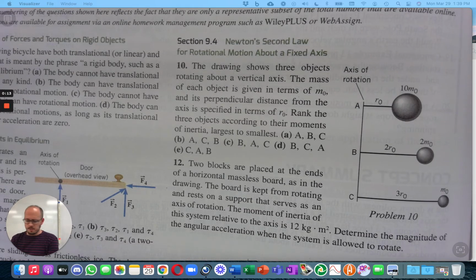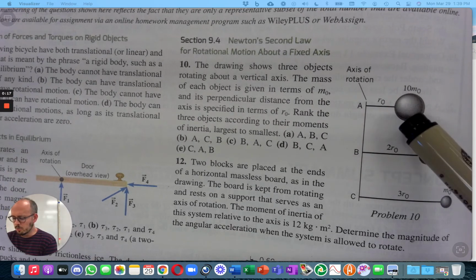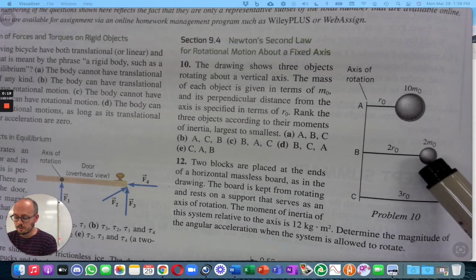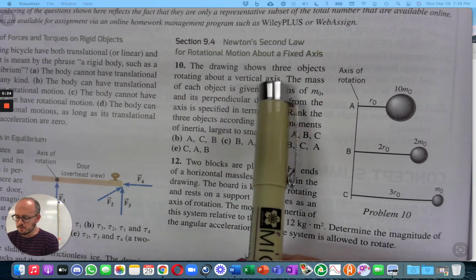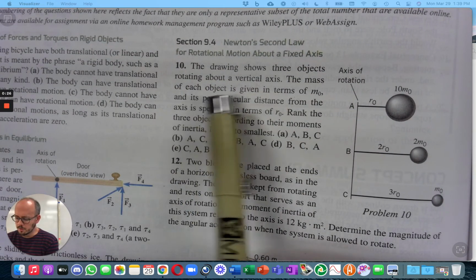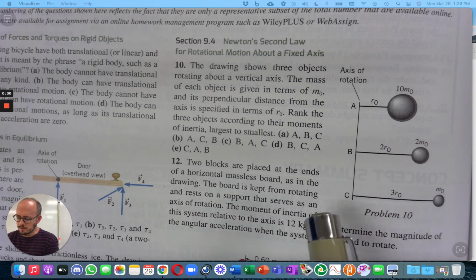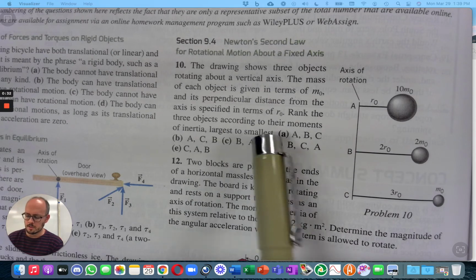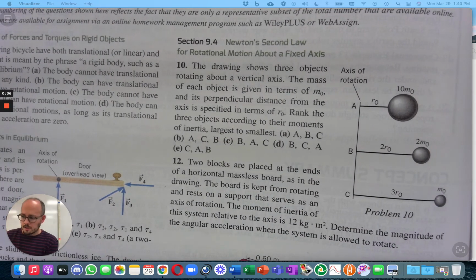So in your textbook, this is on page 242, and this is the way that moment of inertia pops up for particles. So question 10 is like a focus on concepts. The drawing shows three objects rotating about a vertical axis. The mass of each object is given in terms of m naught, and its perpendicular distance from the axis is specified in terms of r naught.